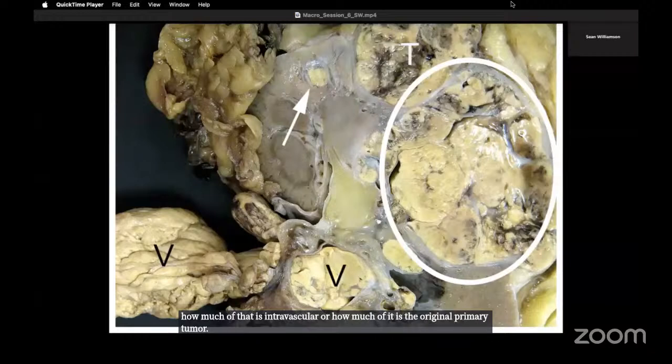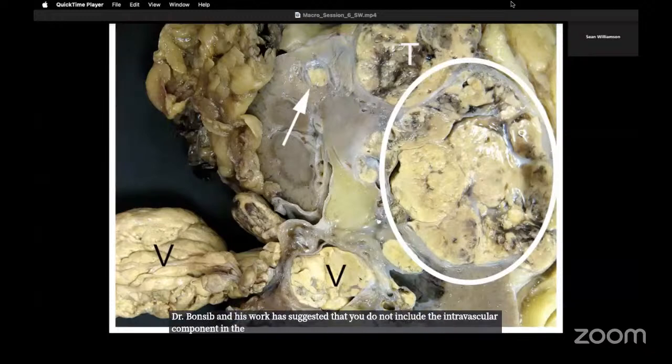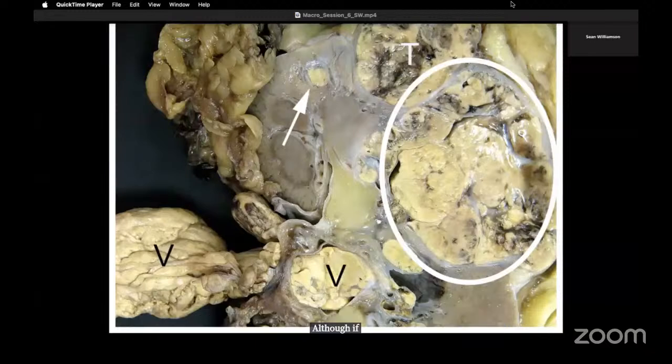Dr. Bonsib in his work has suggested that you do not include the intravascular component in the measurement of the tumor. So you would just measure that area labeled as T for the measurement of the primary tumor. Although if you've captured the vascular invasion, then you would know that this tumor is of high stage. And so the measurement would be less critical.